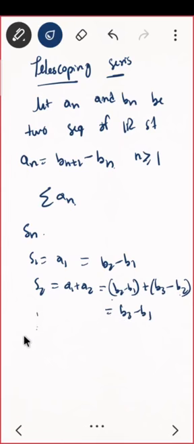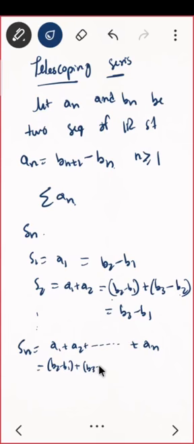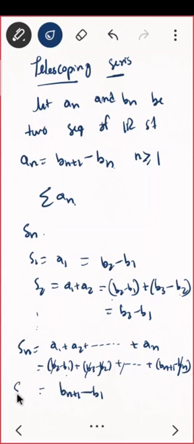So similarly, I need to talk about Sn. It will be E1 plus E2 plus up to En. That is B2 minus B1, plus B3 minus B2, plus the last term, which will be Bn plus 1 minus Bn. You see everybody will get cancelled. I'll be having just the first and last term. That is Bn plus 1 minus B1. So that's why this is called telescopic, correct?